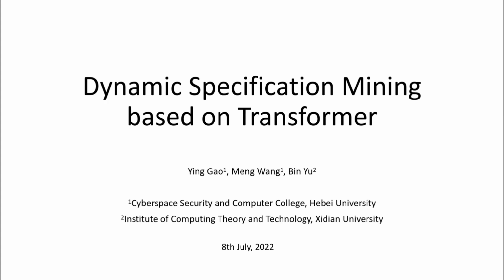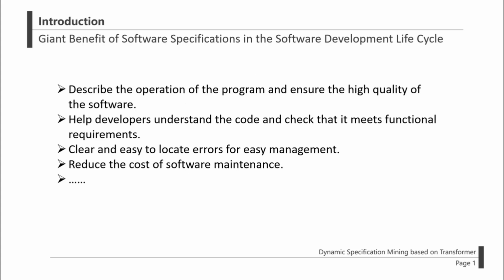Hello everyone, my name is Gao Ying from Hebei University. The topic of my research is dynamic specification mining based on transformer. Our main purpose is to mine high-quality software specifications.